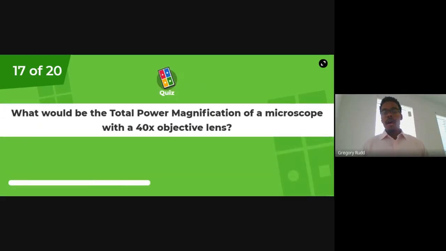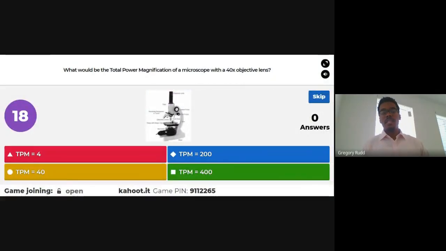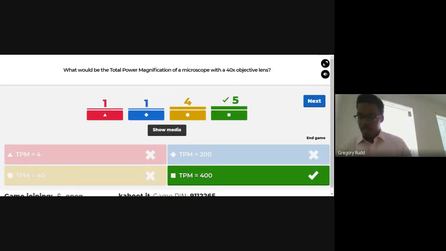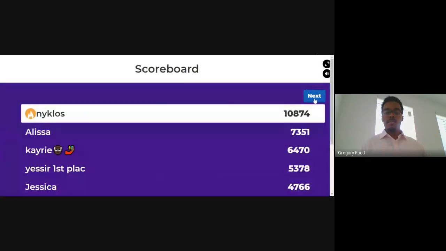What would be the total power magnification of a microscope with a 40 times objective lens? Good. All we need to do is multiply it by 10. So keep that in mind. You just need to multiply the objective lens by 10.